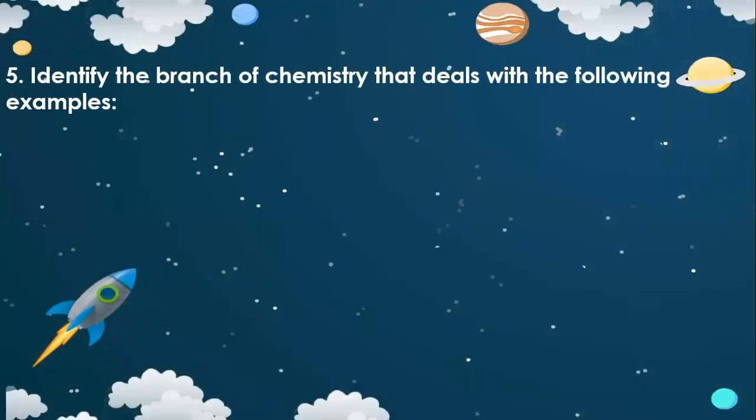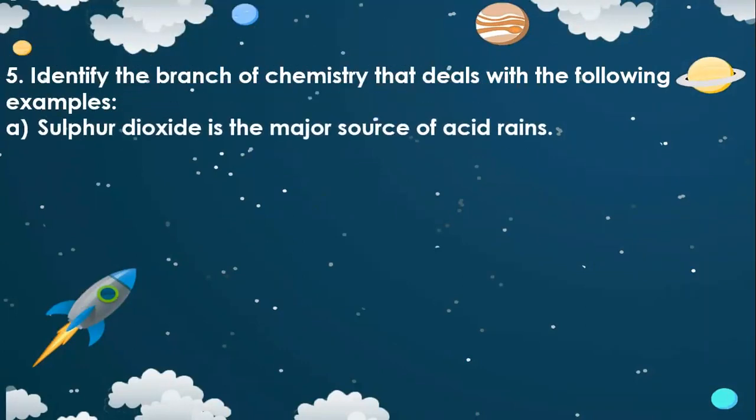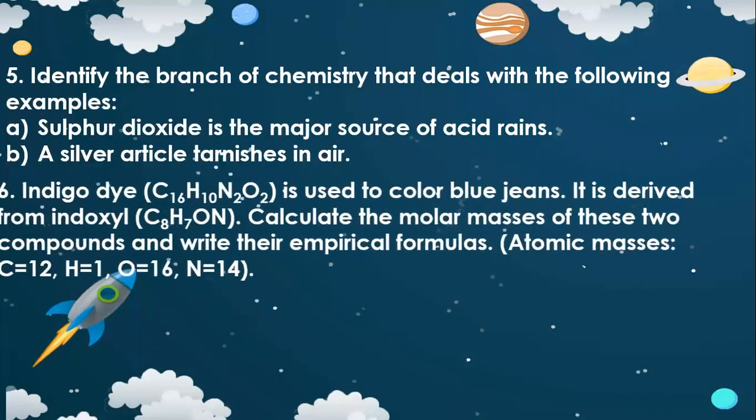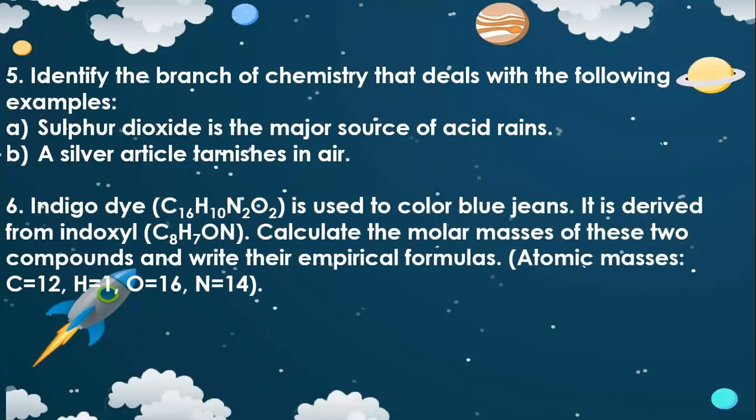Next one is identify the branch of chemistry that deals with the following examples. Sulfur dioxide is the major source of acid rains. You have to determine this line is related to which branch of chemistry. Similarly, silver articles tarnish in air. You have to find within which branch we should study these two statements.